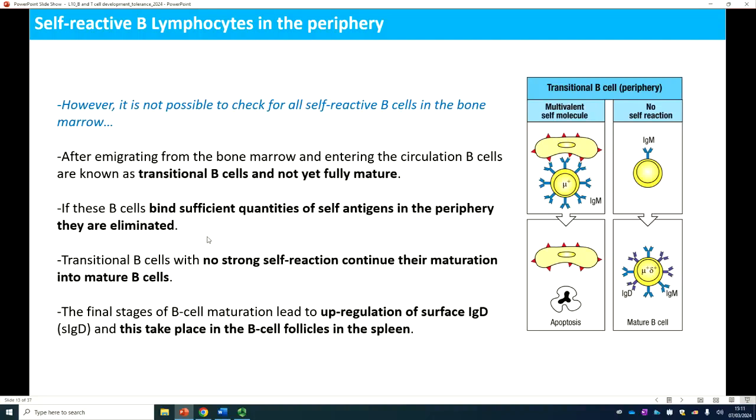Any transitional B cell that doesn't have a very strong self-reaction is permitted to continue its maturation into a mature B cell. This actually takes place within the spleen, and it will upregulate its surface IgD. So now you have a B cell that is expressing IgM and IgD in the periphery.